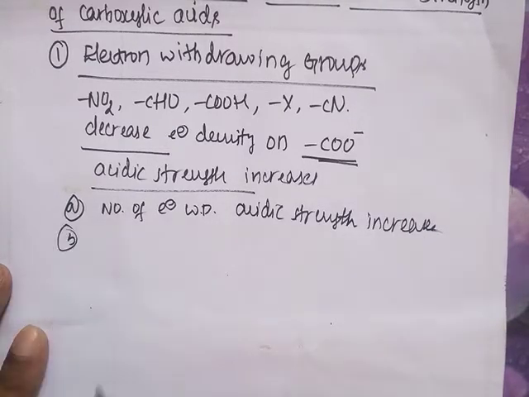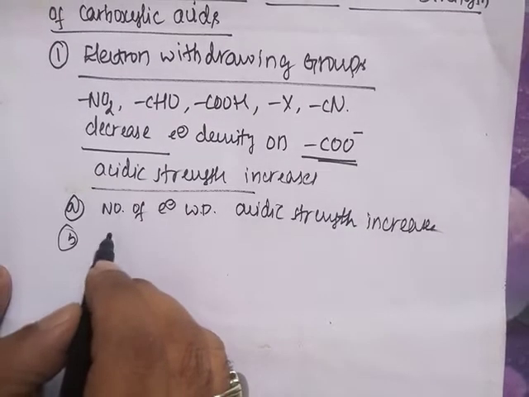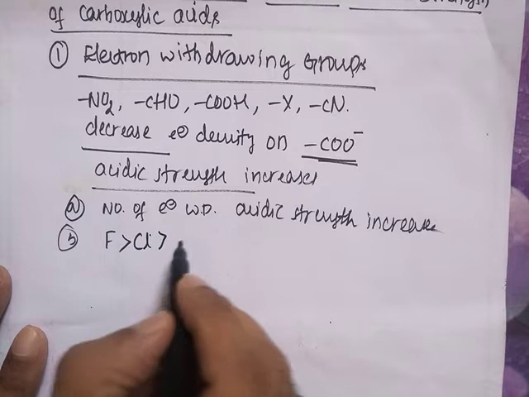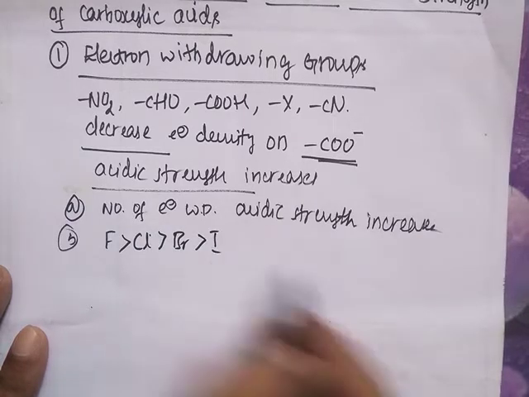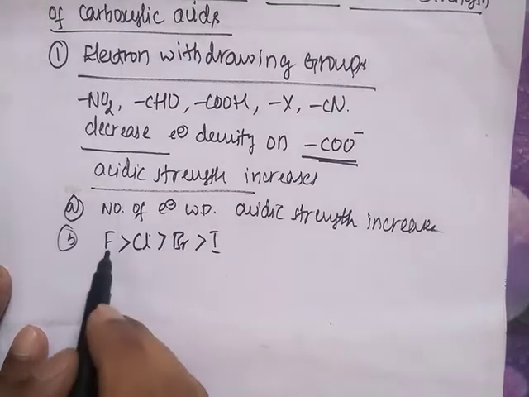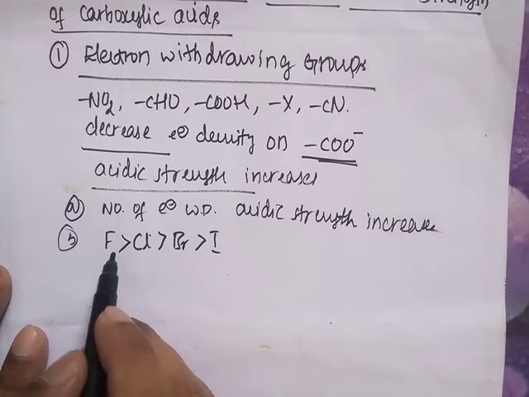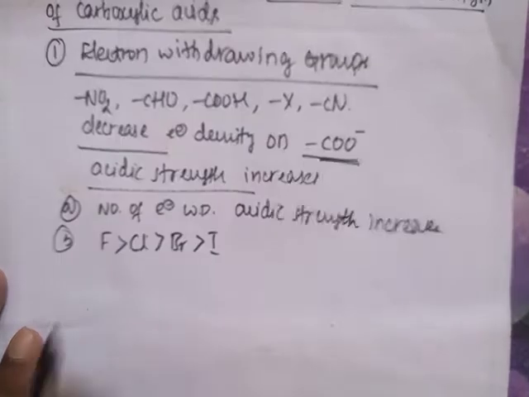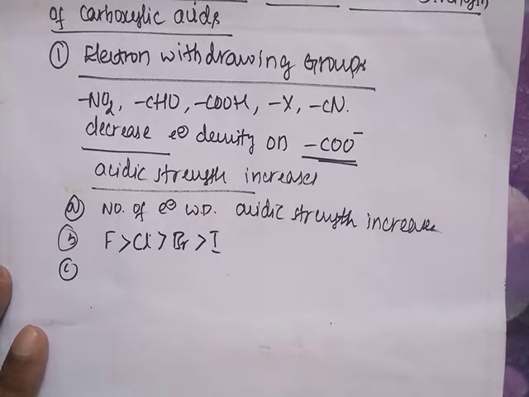The next factor is that as the electronegative character of the electron withdrawing group increases, the acidic strength of carboxylic acids also increases, for example with fluorine, chlorine, bromine, or iodine. Another factor is the distance between the carboxylate ion and the electron withdrawing group.